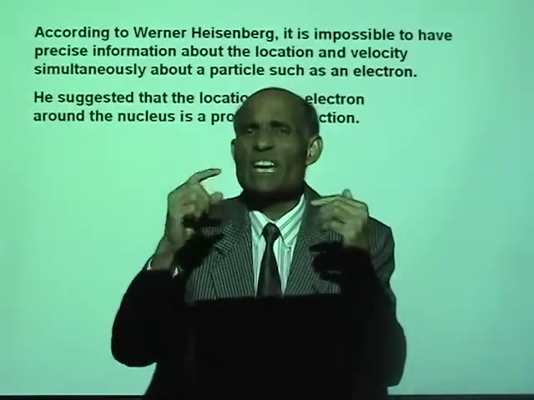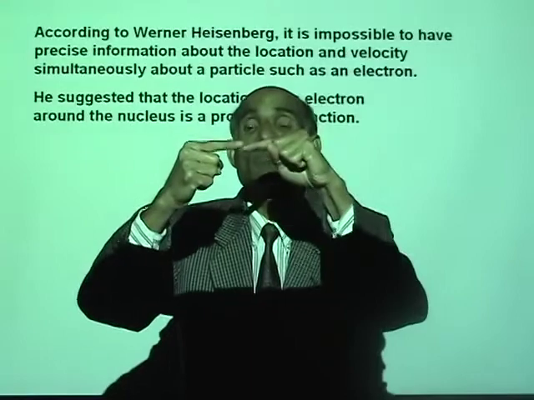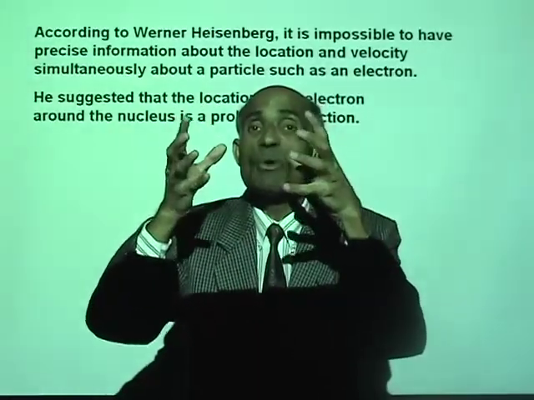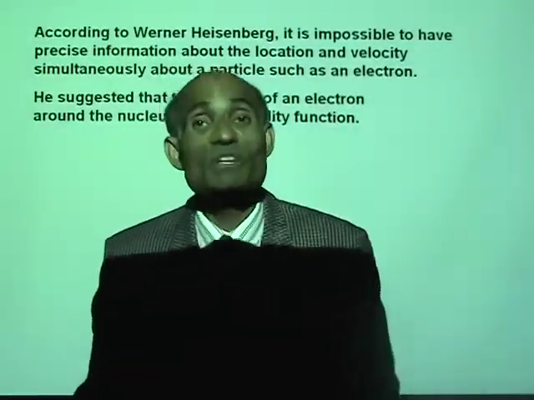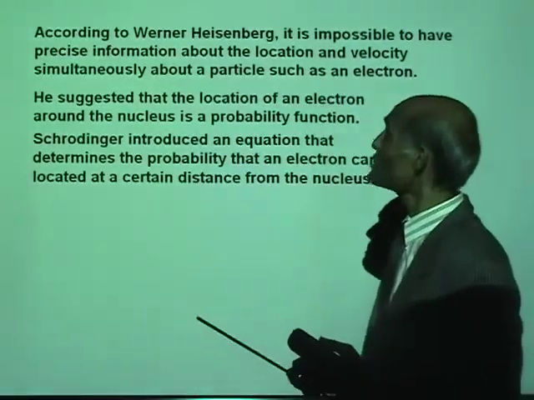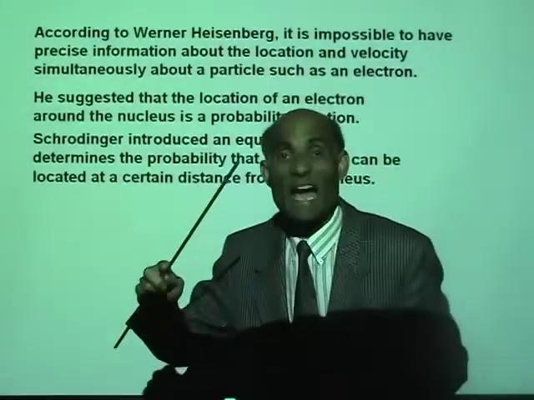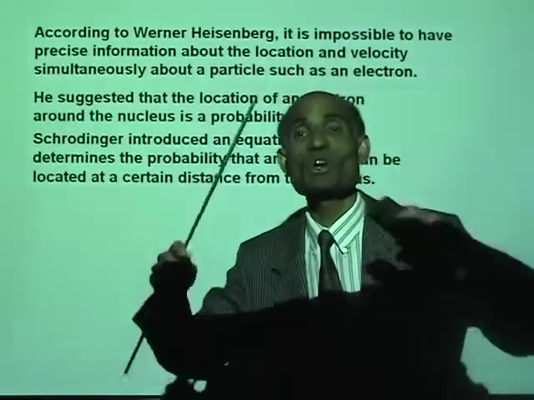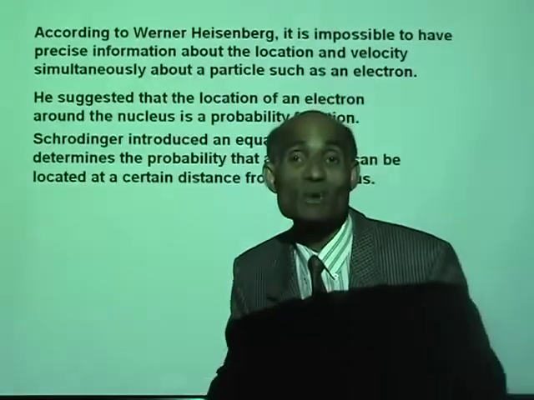There isn't a single orbit called allowed orbit where you can determine the position of the electron. You can only have a region where you have the probability of an electron being found. Now, Schrödinger introduced an equation that determines the probability that an electron can be located at a certain distance from the nucleus. You see, look at all the work that had been done in the early 20th century.